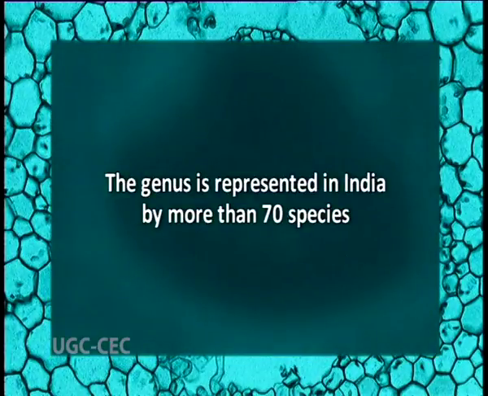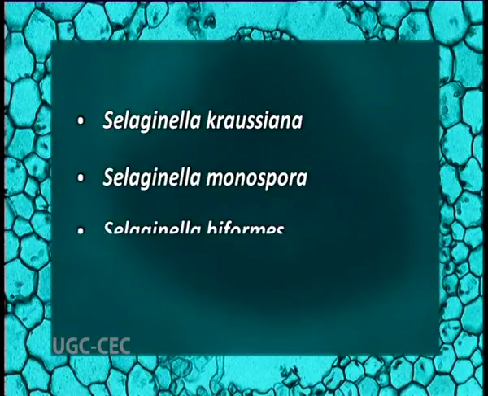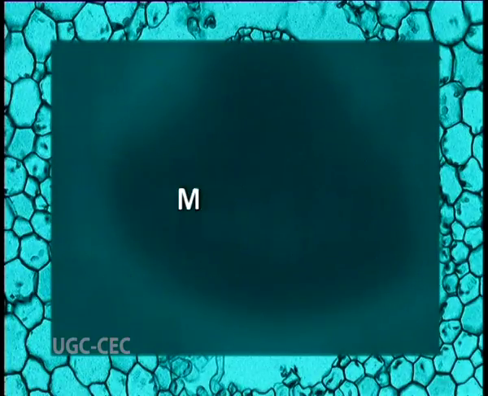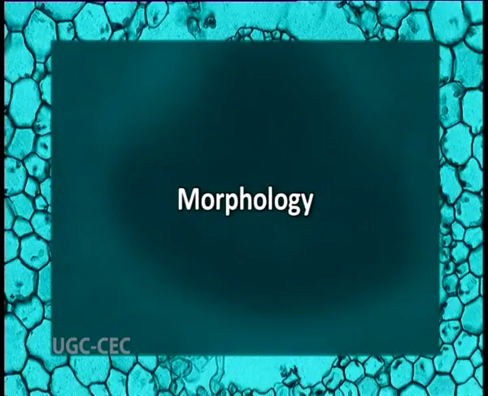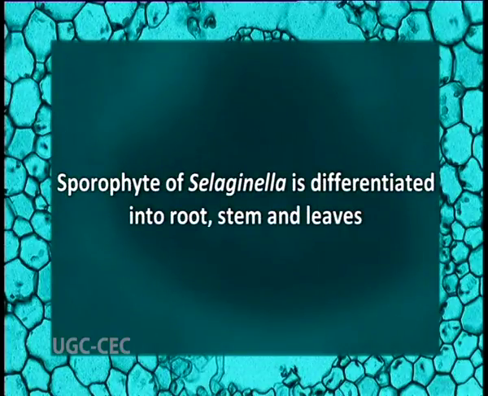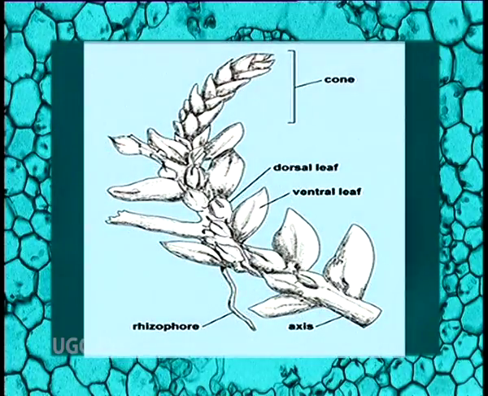The genus is represented in India by more than 70 species. Among these species, Selaginella cruciani, Selaginella monosporma, Selaginella biformis and Selaginella rupestis are common. Now we will know about its morphology. Morphology. The sporophyte of Selaginella is differentiated into root, stem and leaves. Besides, some species also have rhizophores.